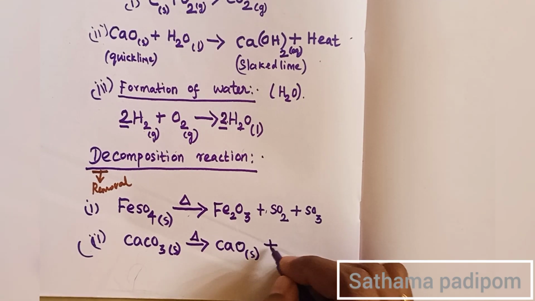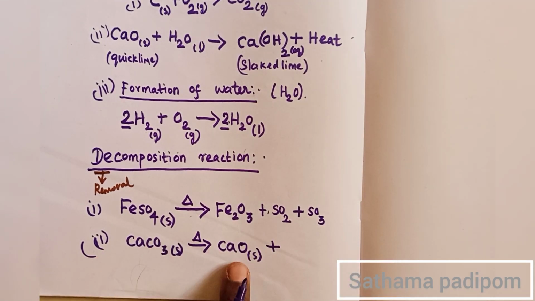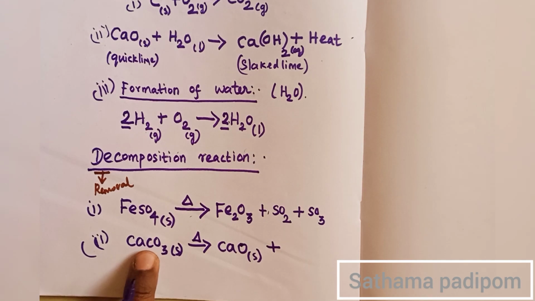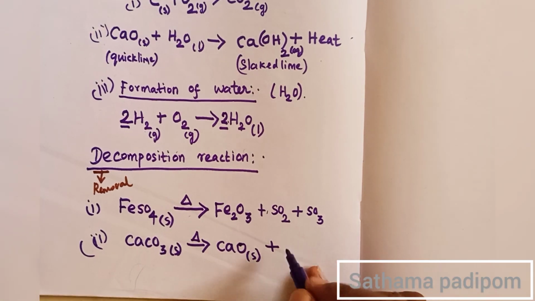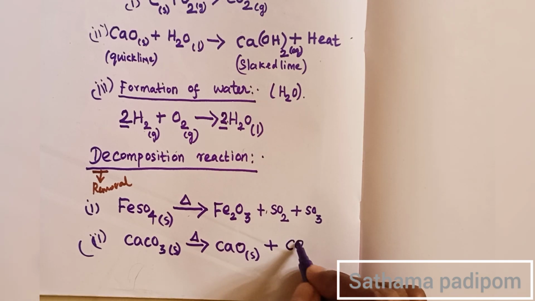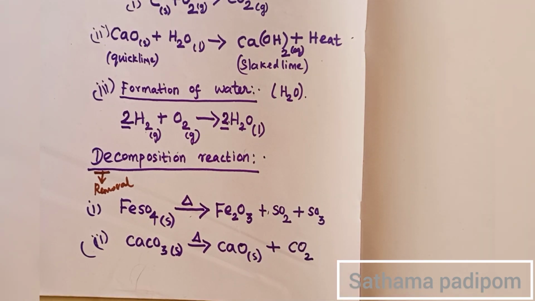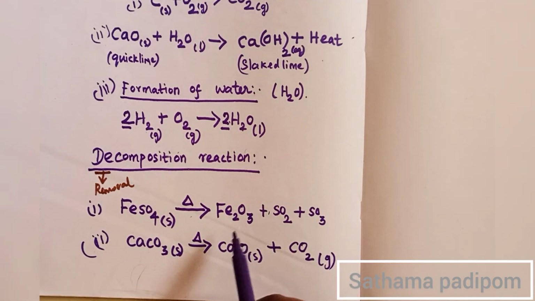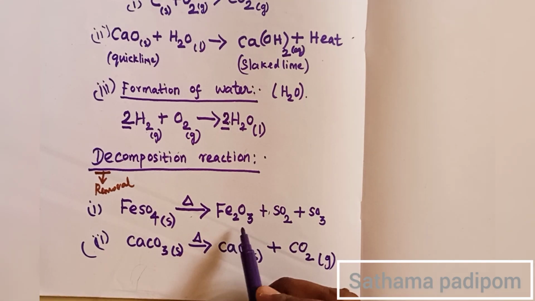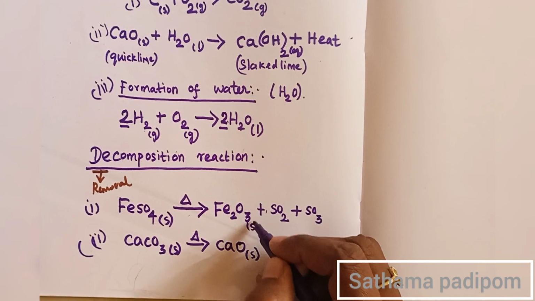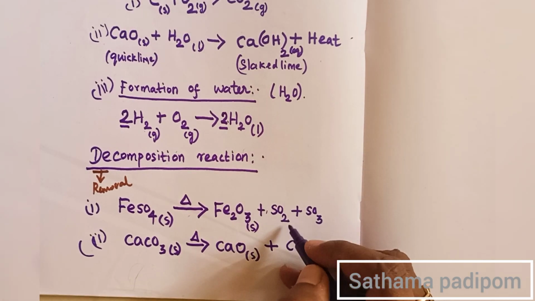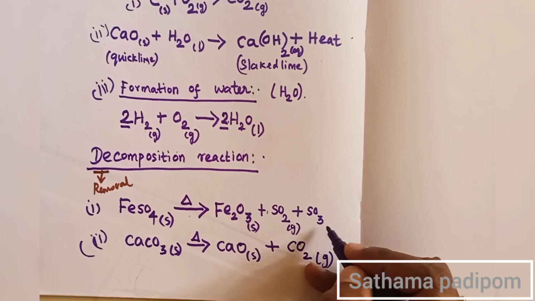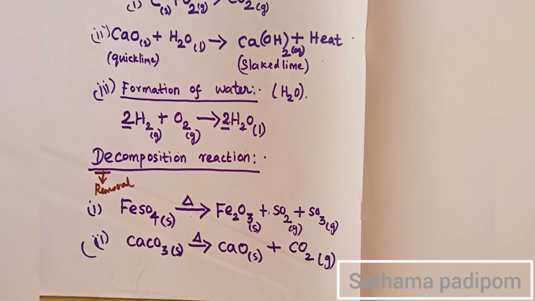Okay, and next, calcium oxide comes out. And one more element is there. What is it? Carbon. When carbon takes this oxygen, it releases carbon dioxide. So carbon dioxide is in the gas state. Even for the earlier one we have to write ferric oxide in the solid state, sulfur dioxide gaseous, sulfur trioxide gaseous.